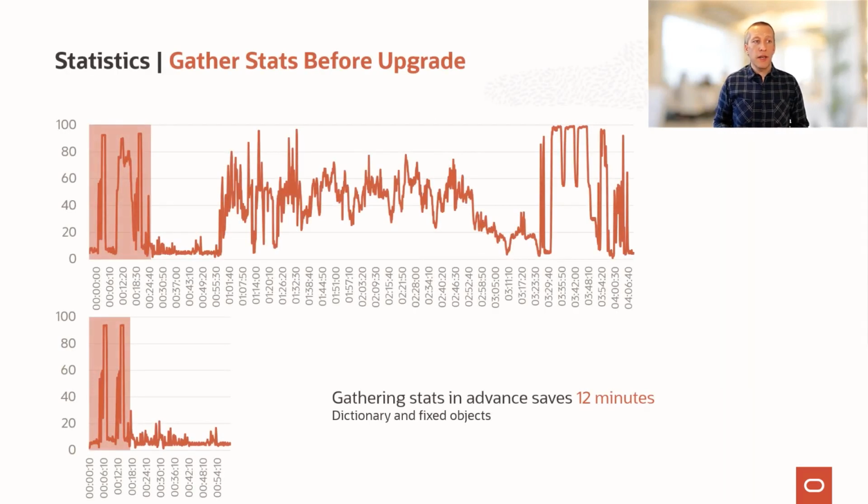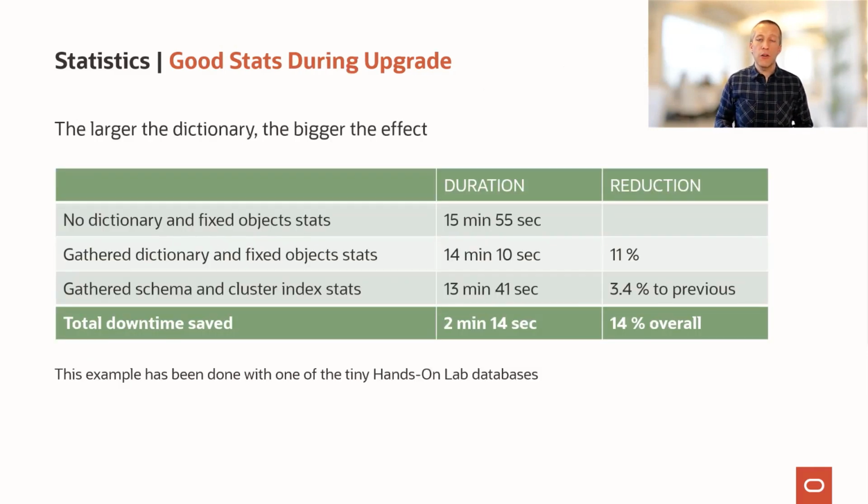And to show you the effect of having good statistics in your database, this is from a demo we did on a container database with 52 PDBs, running on a system with 32 cores. By gathering dictionary and fixed object statistics before the upgrade, auto upgrade didn't have to do it during the downtime, and we managed to save 12 minutes of the upgrade runtime. In addition, in our tiny hands-on lab, we compared the database upgrade runtime when we had no statistics and good statistics, and we got a 14% reduction in runtime.